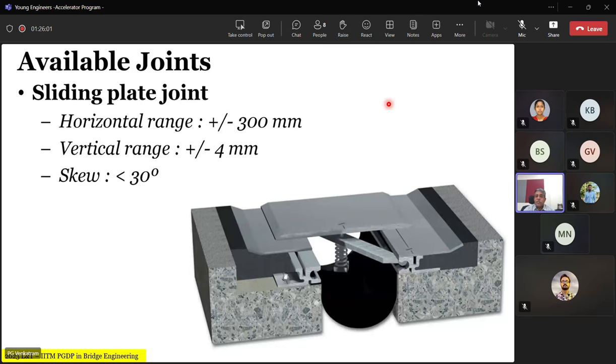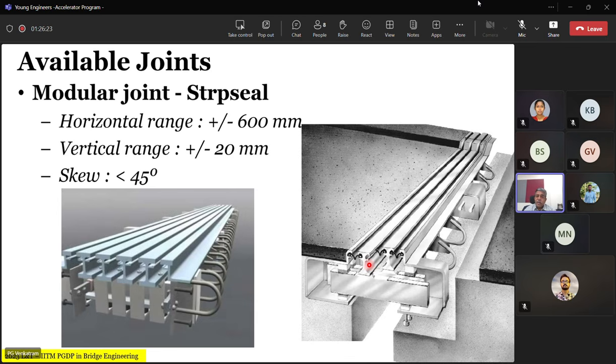Then you have a single plate sliding joint, but not very common in bridges. This means basically you have a plate which is sliding from one end to the other end. So this joint is not very common for bridges, but in some places they do tend to use it. But for such large movement, you either use the modular strip seal joint.